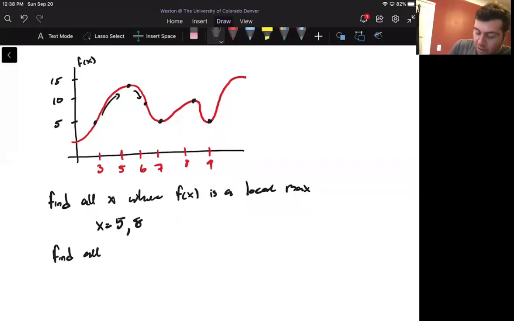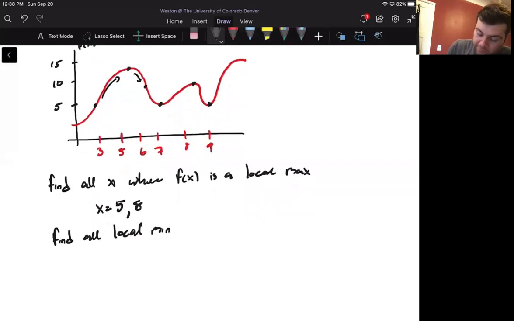And then find all local mins. I'll let you guys tackle this one. Just take a second to pause the video and think about where all the local mins are. So hopefully you found that the local mins are at x equals 7 and x equals 9, because that's where we've decreased and shifted to increasing. We've decreased and shifted to increasing.